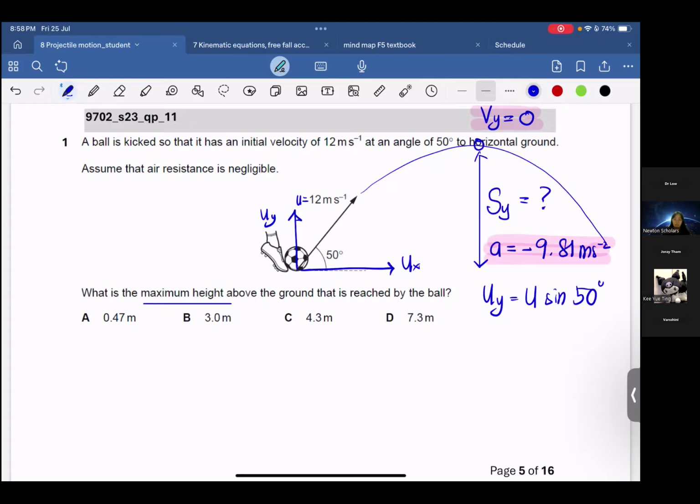Jore says C. Correct, Jore. Good job. How about others? John Ho, 4.3. Correct, John Ho.